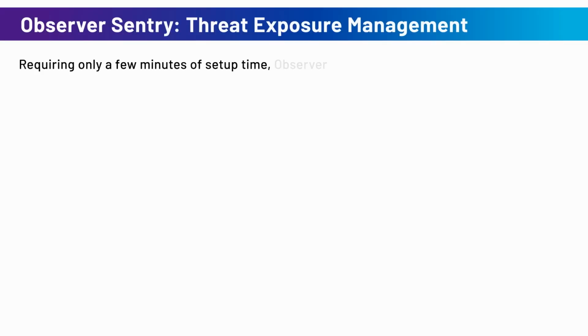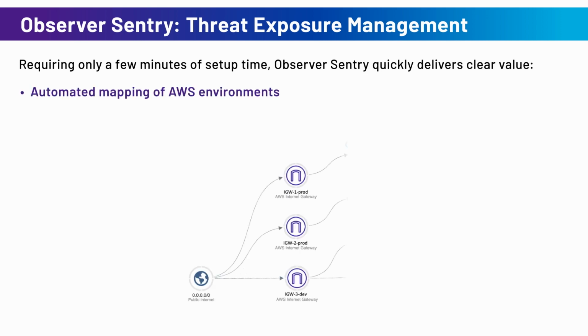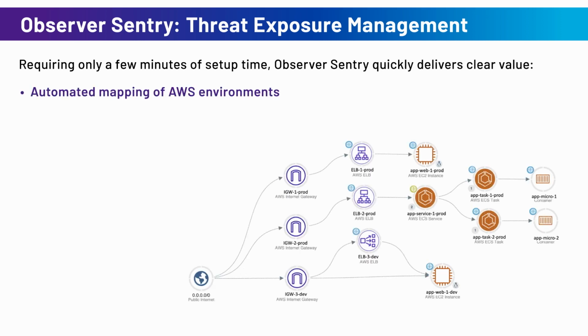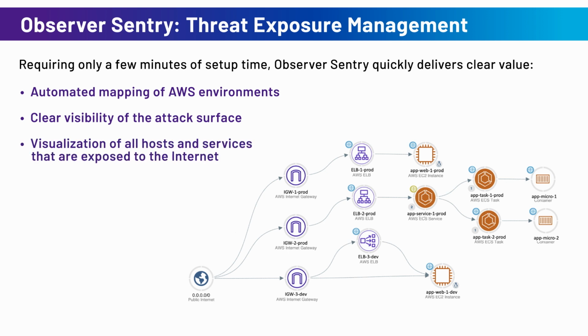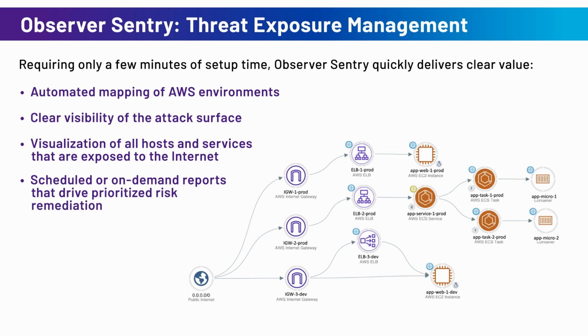In this brief demonstration, we've seen how Observer Sentry can help you by automatically creating maps of your AWS environment so that you can ensure that the reality matches the design, and providing visibility into the attack surface, easily identifying all hosts and services that are exposed to the internet, and producing reports that can be shared with the team so that high priority exposures can be quickly remediated.